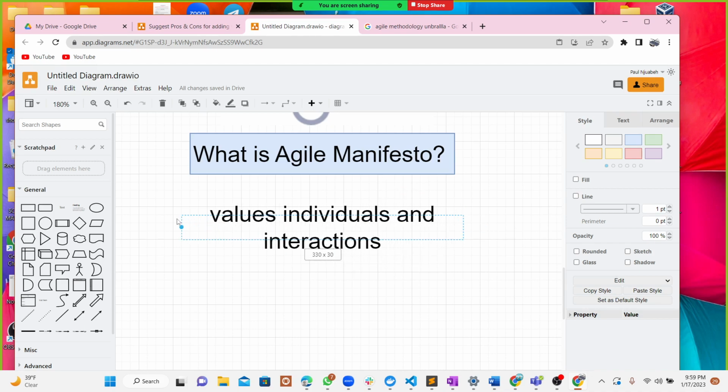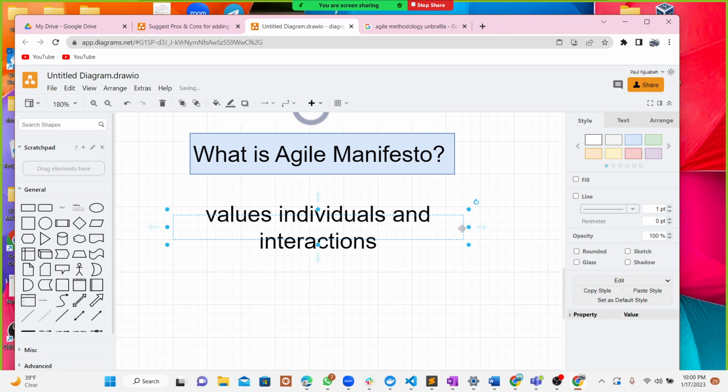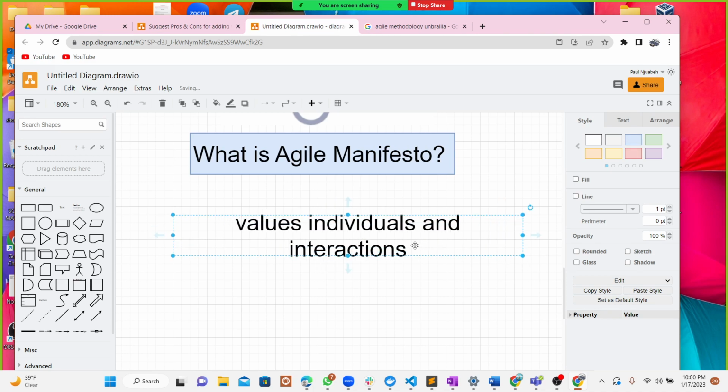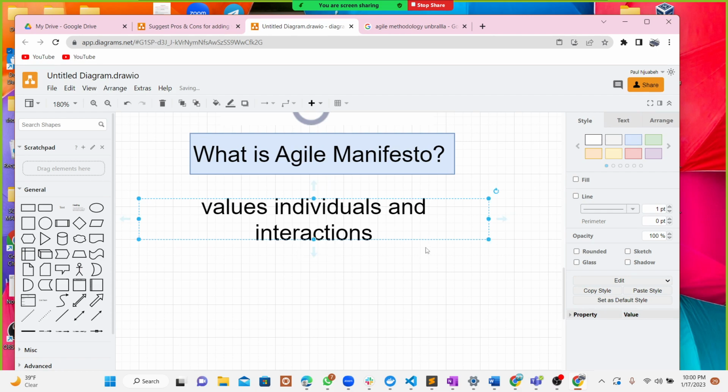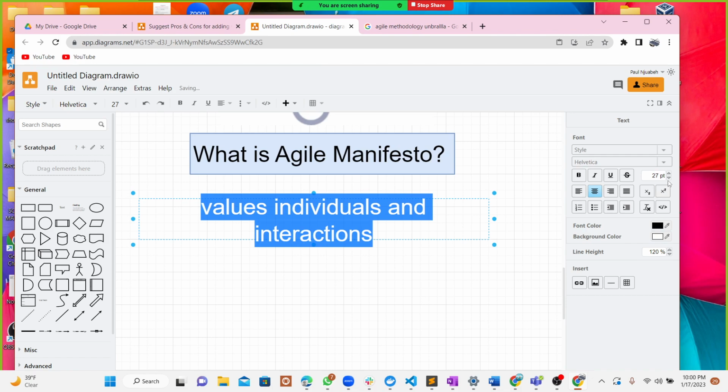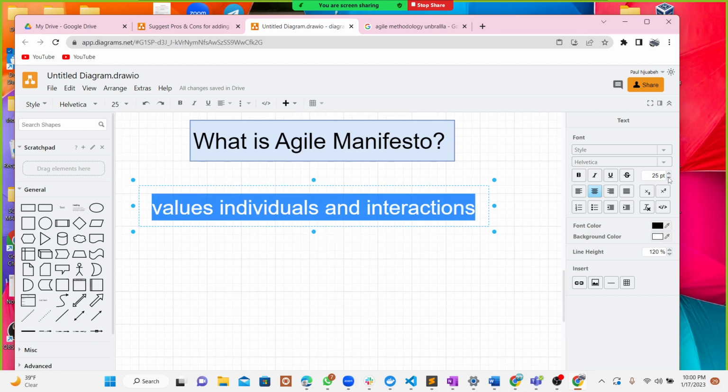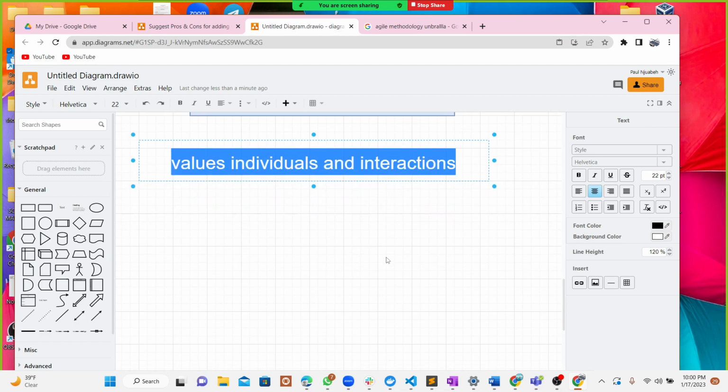So this was one of their key points. They said we want to value individual interactions over processes and tools. They discovered that people were focusing on tools, discussing a lot of types of tools that they should use, but forgetting individual interactions. They noticed that individual interaction is very important in the work that we are doing, and so we want to start valuing it. That was the first point.